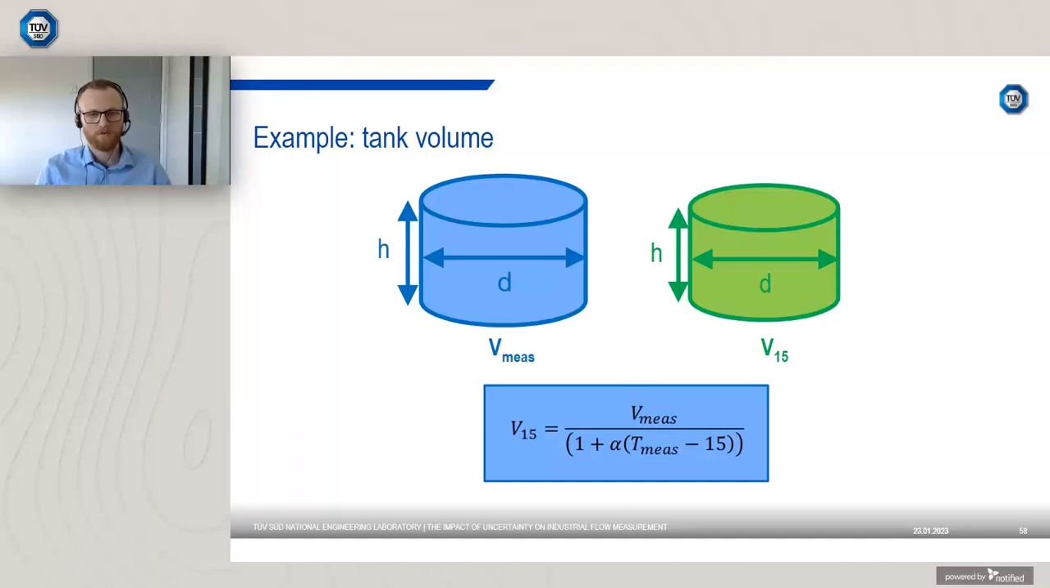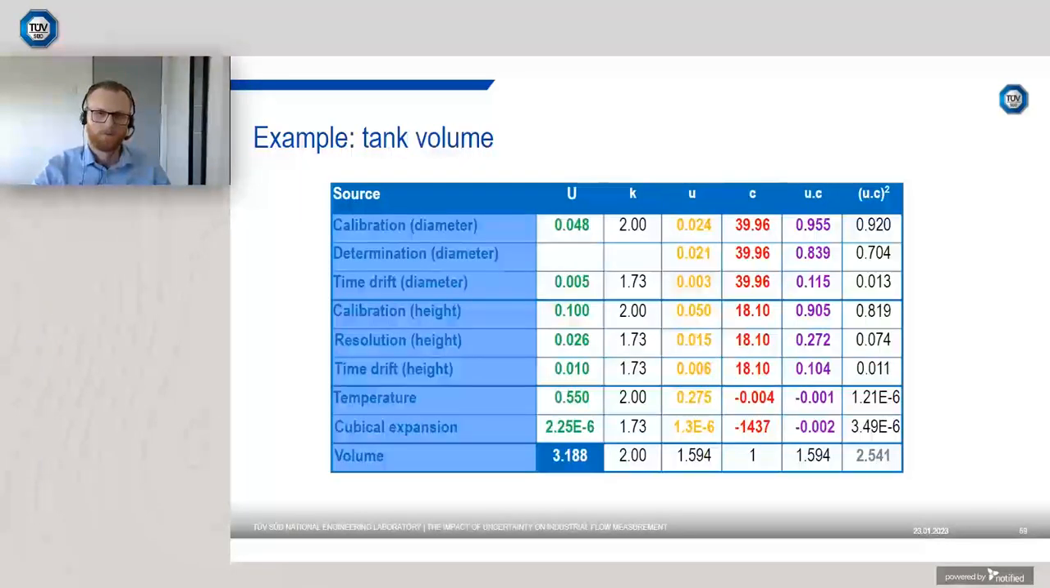So V measured, on the numerator of the right hand side, is what we have measured using our height and diameter measurements. We would subsequently divide this by 1 plus the cubical expansion coefficient multiplied by the measured temperature at which the height and diameter is measured, minus 15. So in this case, we've put a budget together again. We don't need to go through the steps this time, but it's the same. It's identifying the sources, selecting the appropriate coverage factors, getting your standard uncertainty, then getting your sensitivity coefficient, etc.